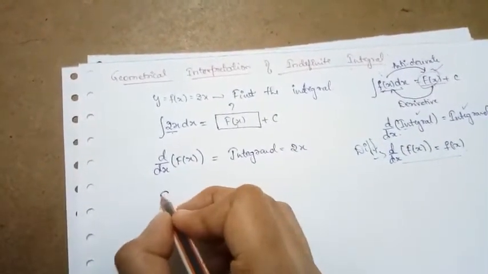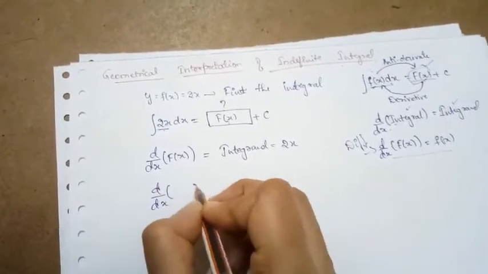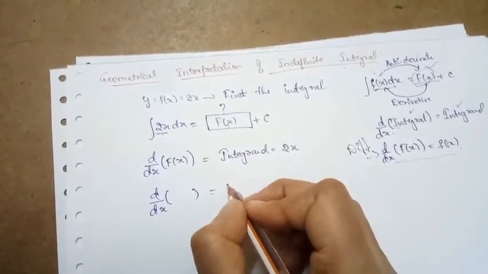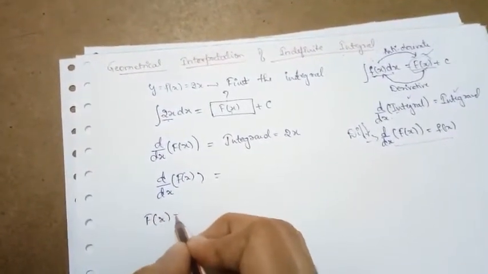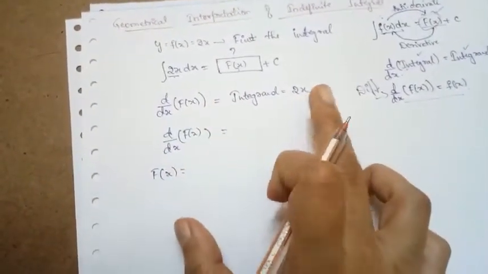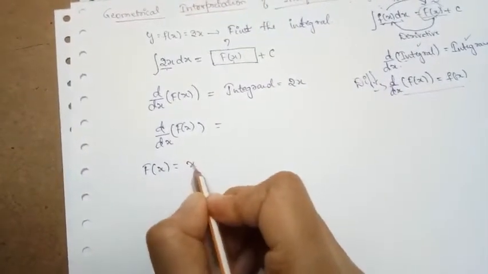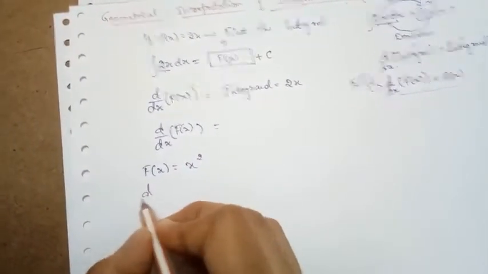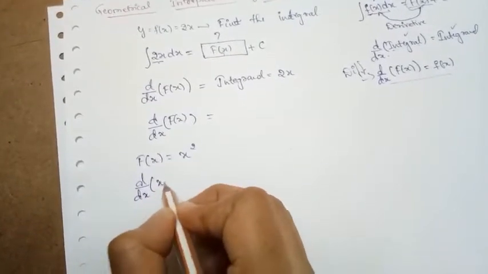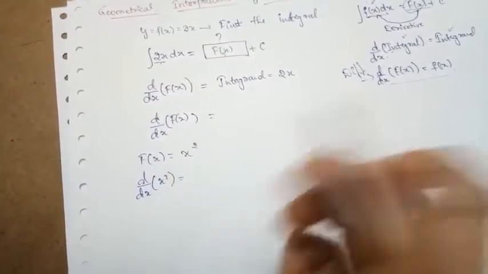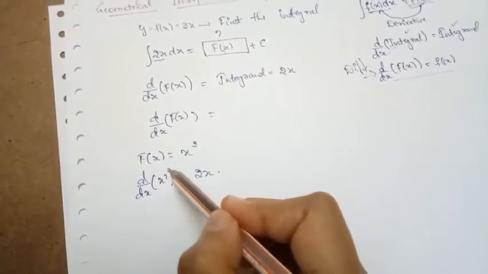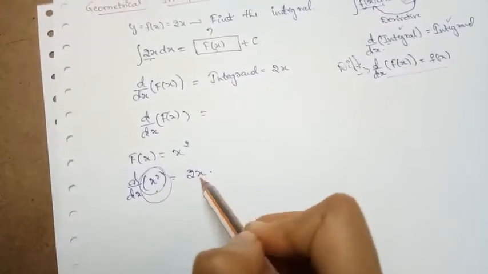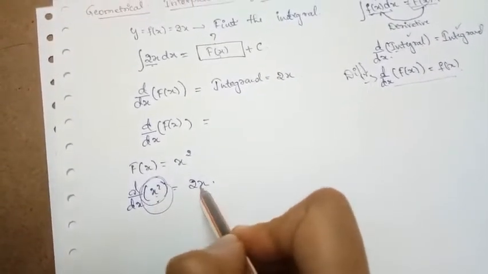So remember, we need to find the function F(x) such that its differentiation gives a value equal to 2x. Suppose I consider F(x) equal to x square, then if I differentiate x square, I am going to get 2x. So clearly, if I differentiate x square, I get the derivative of x square as 2x.